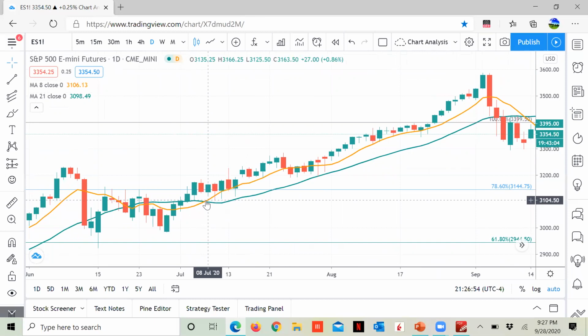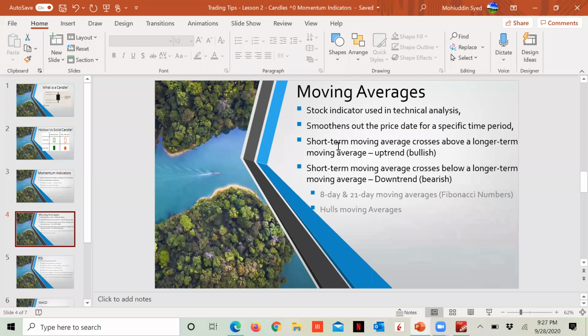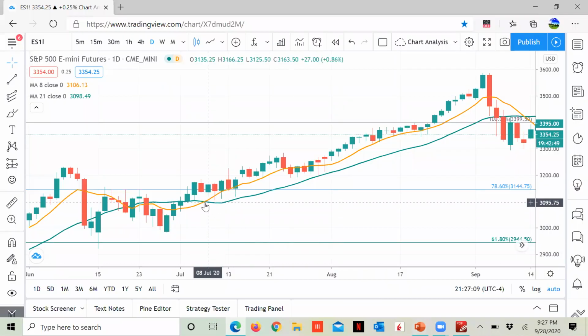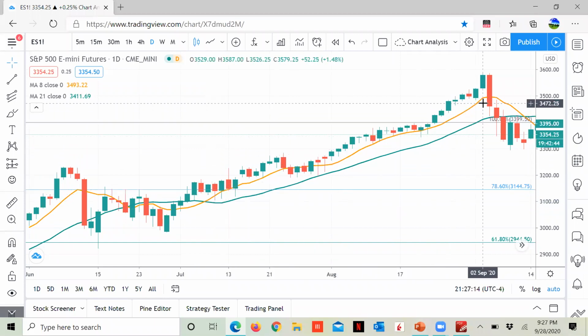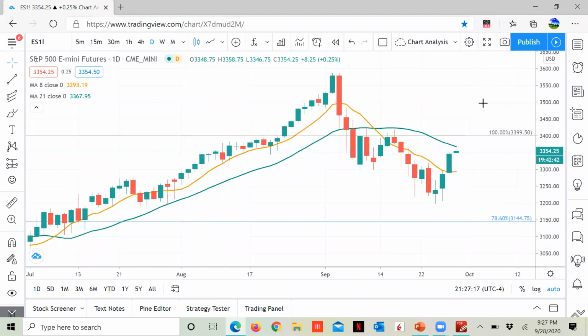So this fast moving average that I set here, the short-term or fast moving average, crosses above the long-term moving average. That's an uptrend, bullish, right? So if it crosses here, it's basically showing this whole uptrend. And when the fast moving average, or the short-term moving average, crosses below the long-term one, it shows a downtrend. All this is bearish.